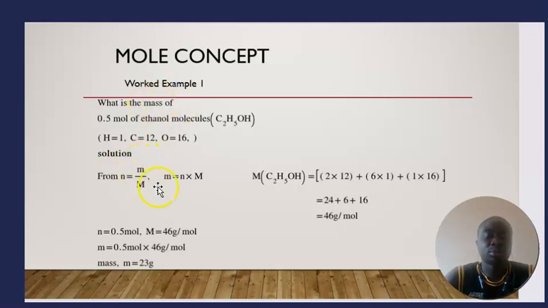Now, from this formula, we see that n is equal to small m over capital M. So if you want to find small m, you have to multiply through by capital M. Multiply this side by capital M, and this side too. When you multiply the left side by capital M, you get n times M. The right side, the capital M cancels the capital M there, leaving small m. So small m is equal to small n times capital M.